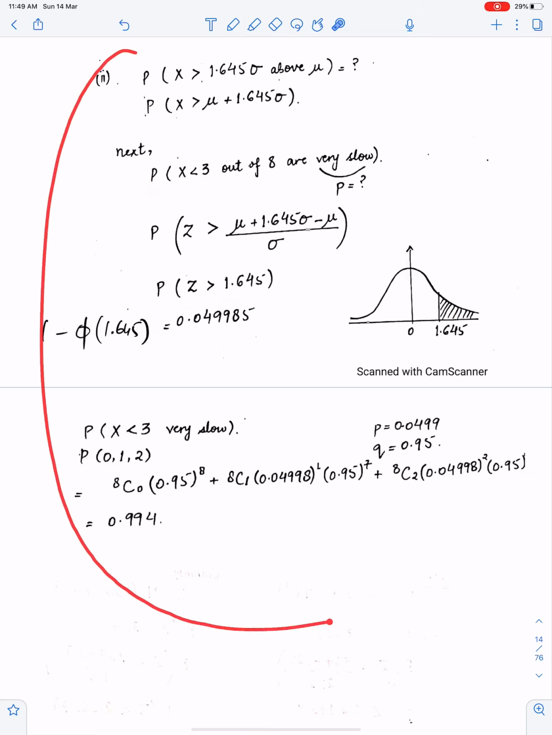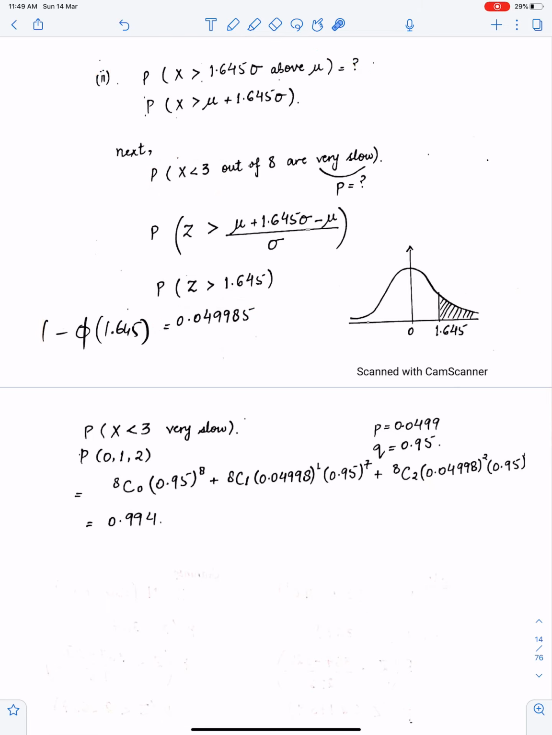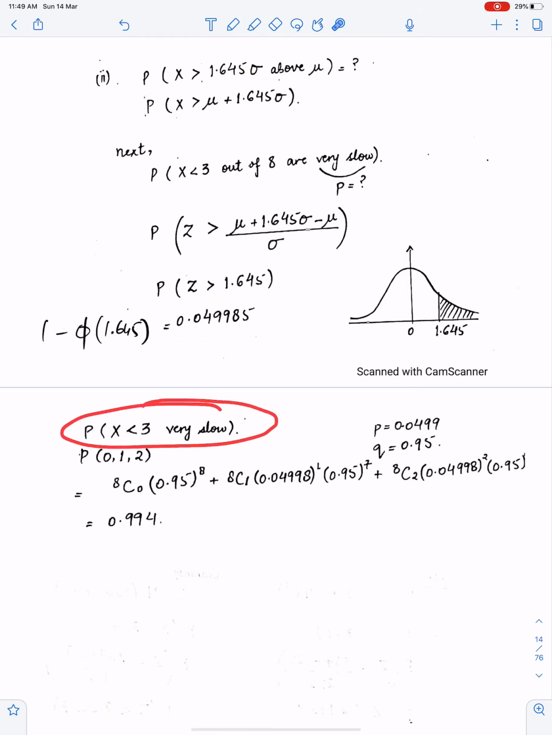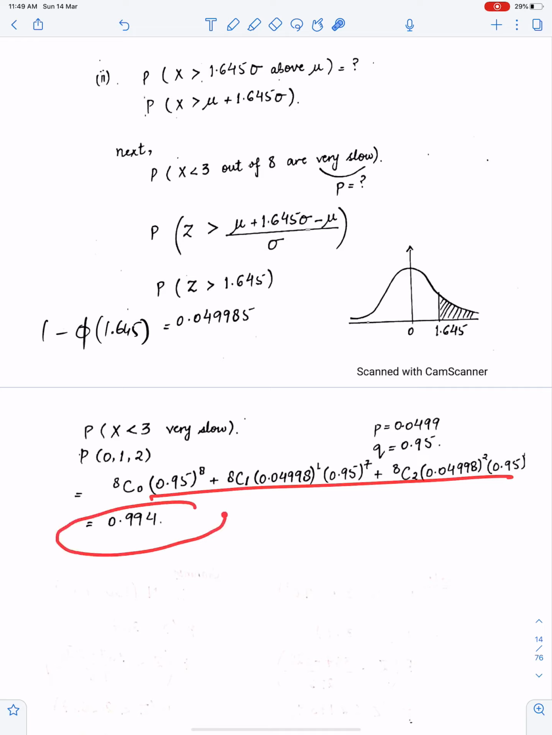This is the complete solution. First we solved this and we got this as P, and then we solved this through binomial, and this is the final answer. You can take a screenshot if you want.